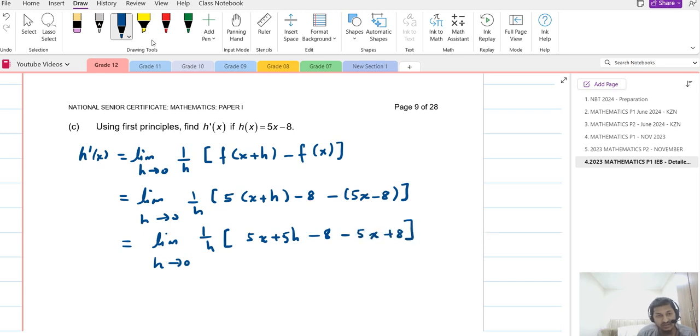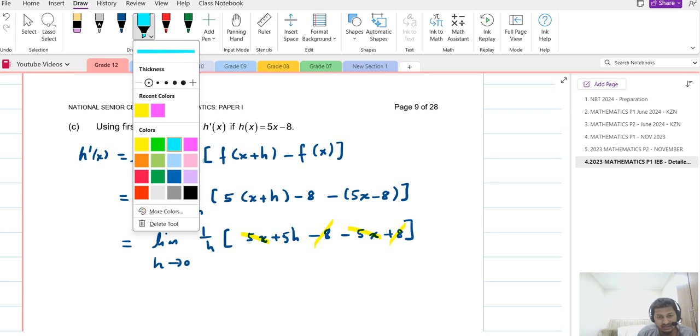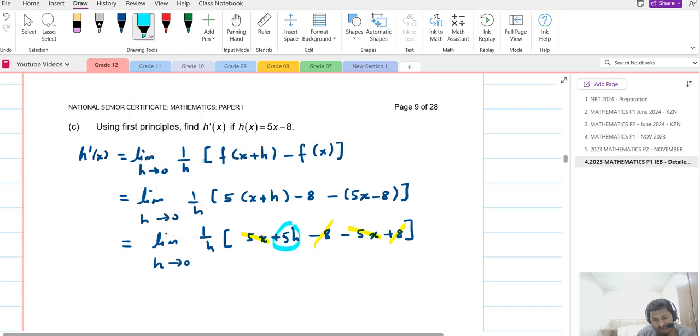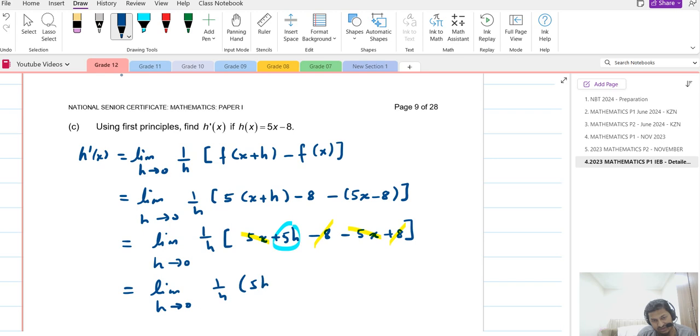Now you can see everything cancels out here. The 5x and the 5x, the minus 8 and the plus 8, and you can also cancel out the h's. You can even cancel out the h because you're left with 5h here and you've got 1 over h there. So let's do that in the next step. There's too much cancellation. So 1 over h into 5h, and we cancel out the h's, and there's nothing to substitute into, so the answer is just 5.